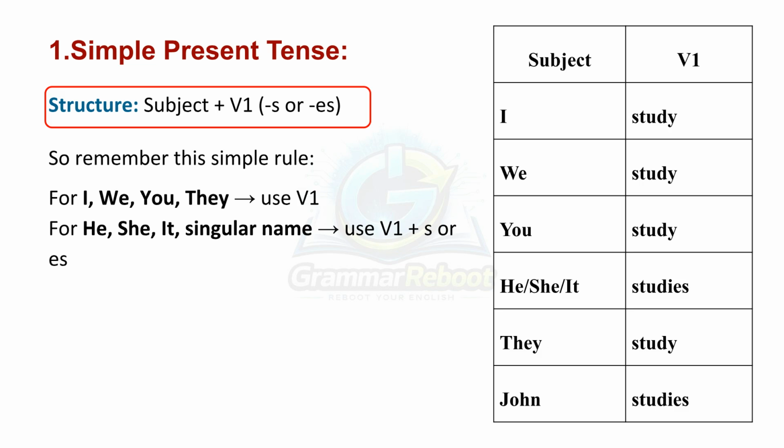Here we add ES to the verb study, and it becomes studies. So remember this simple rule. For I, we, you, they, use V1. For he, she, it, singular name, use V1 plus S or ES. This is the basic structure of the simple present tense.